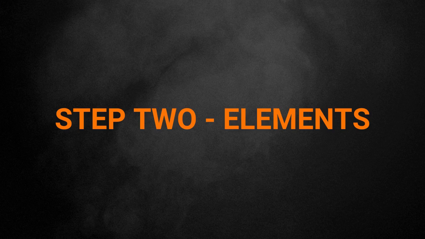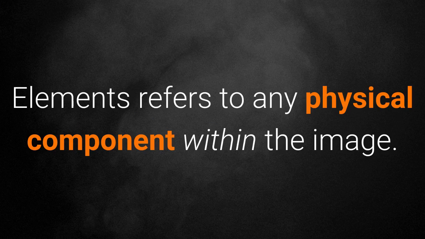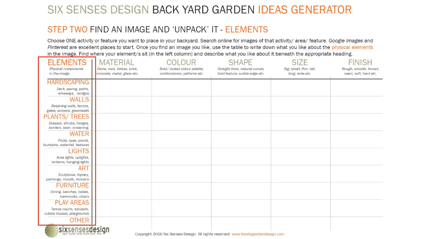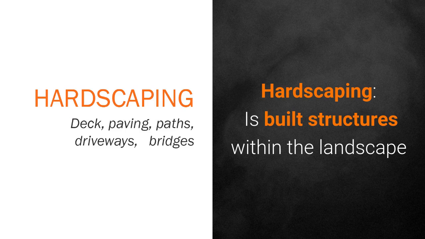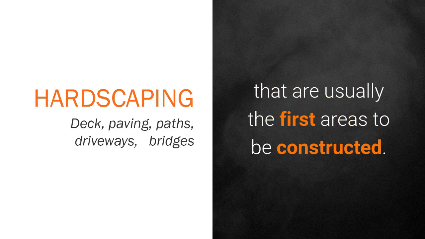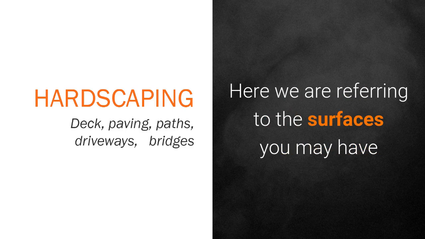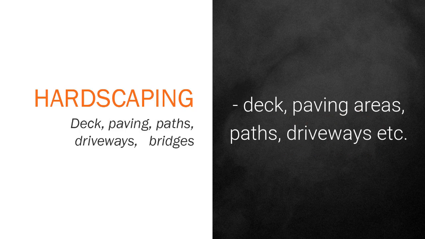Step 2. Elements. Elements refers to any physical component within the image. On the left of the sheet you will see a list of items, which we'll walk through now. Hardscaping is built structures within the landscape that are usually the first areas to be constructed. Here we are referring to the surfaces you may have: deck, paving areas, paths, or driveways.